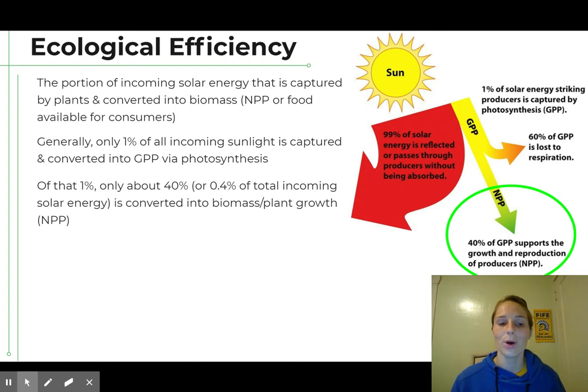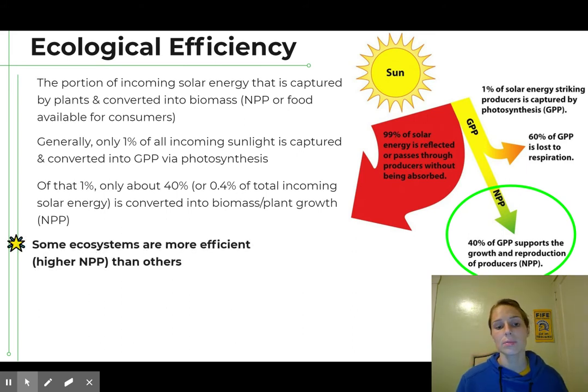Now, of that 1%, only about 40%, so if you're following the original math, about 0.4% of the total solar energy, is then converted into biomass or plant growth, the net primary productivity. So of the 1%, 60% of it is lost to respiration, and then 40% ends up being left over to potentially be used for food for that net primary productivity.